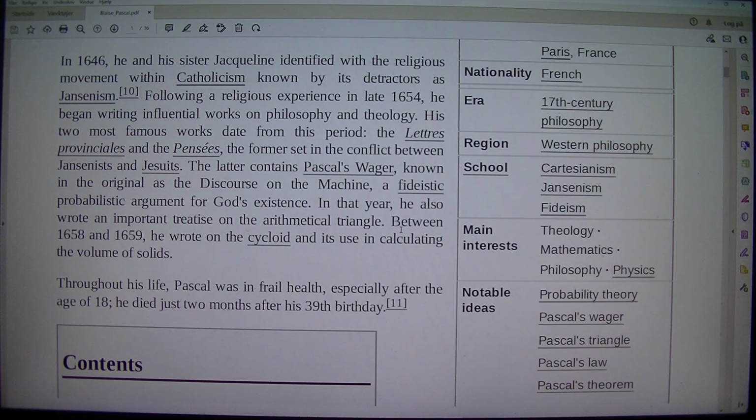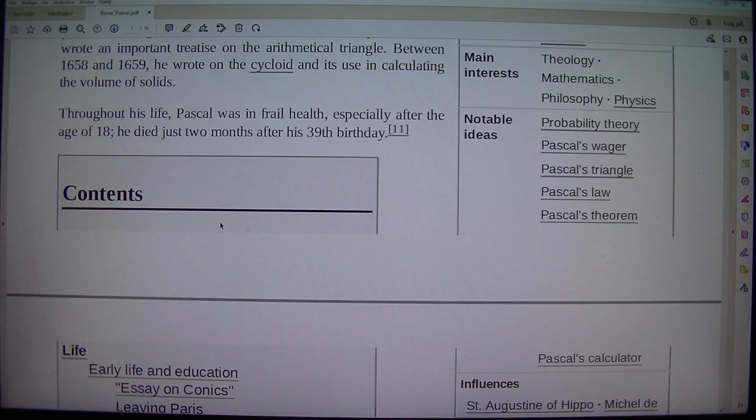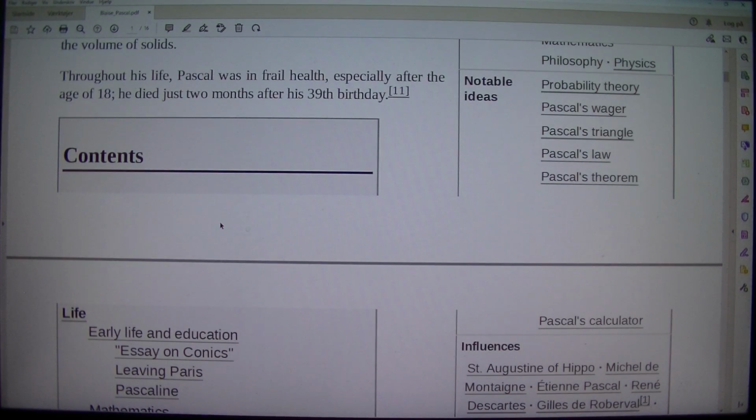Between 1658 and 1659, he wrote on the cycloid and its use in calculating the volume of solids. Throughout his life, Pascal was in frail health, especially after the age of 18. He died just two months after his 39th birthday.